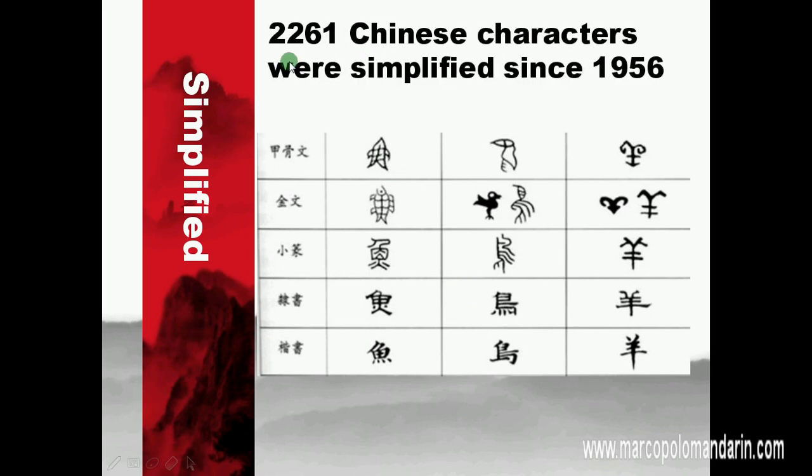Actually, 2,261 Chinese characters were simplified since 1956. The government decided to simplify these characters since 1956, but they simplified them many times. They divided them into several groups, like 4 groups, and they tried to simplify them. But the second time it failed.